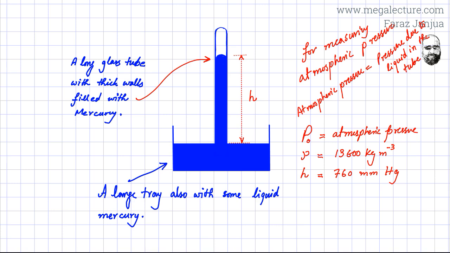Now, in meters, it will be 0.76 meter. And gravitational acceleration, as this experiment is very close to the surface of Earth, there will be no variation in the value of g, and it will be 10 meter per second square. So if we use this, we can see that P naught will be rho g h, which will be 13,600 multiplied by 0.76 multiplied by 10.